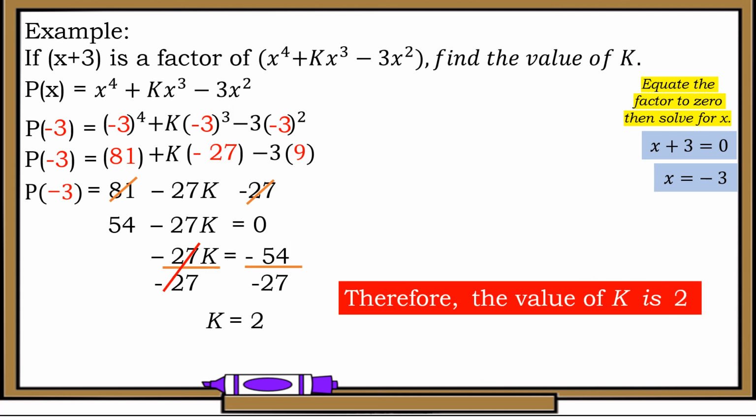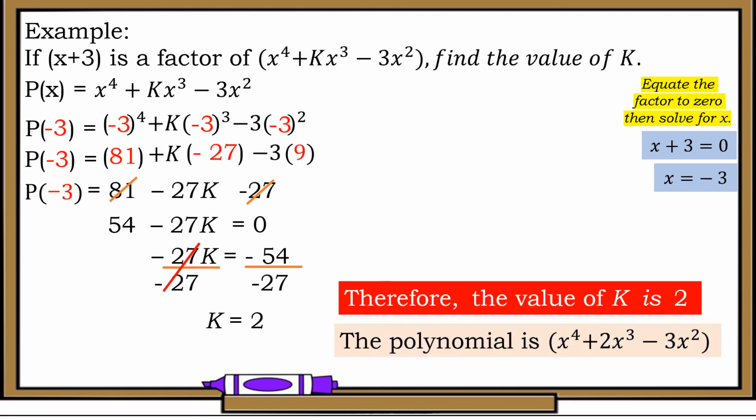So, yung dividend natin na x to the 4th plus kx cubed minus 3x squared, palitan na natin yung k ng 2. The polynomial now is x to the 4th plus 2x cubed minus 3x squared.